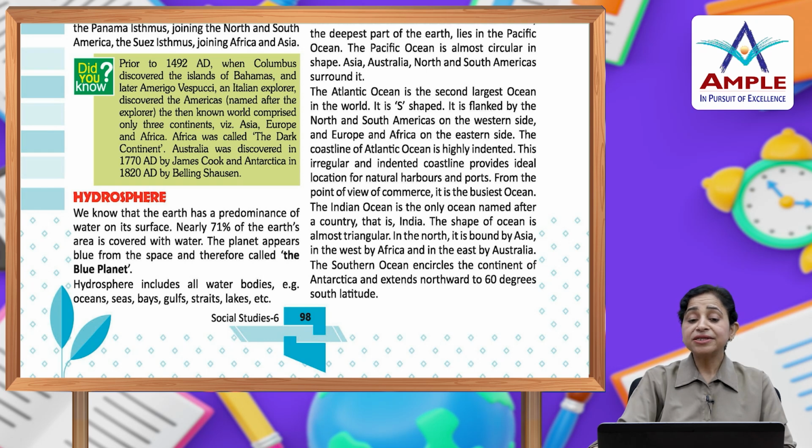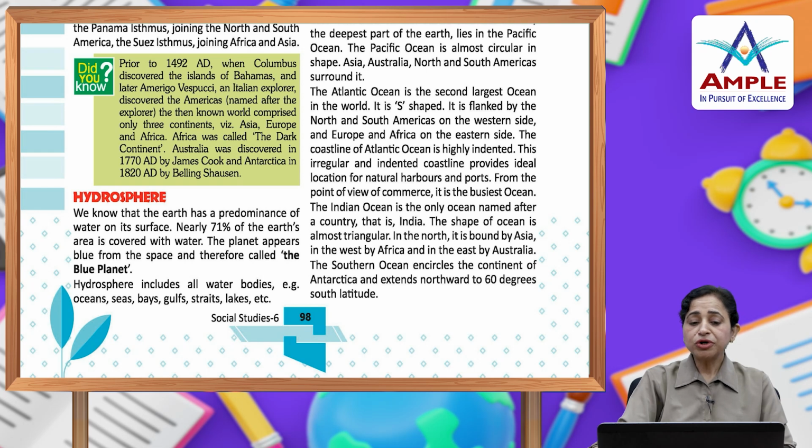We know that the earth has a predominance of water on its surface and nearly 71% of the earth's area is covered with water. Yes, ये रेशो आप जानते हैं, 71% जो है पानी धरती पर है और 29% लैंड है, right. The planet appears blue from the space and therefore called the blue planet. जब हम ऊपर से फ़ोटो खींचते हैं ना स्पेस से, तो ये इसका जो पार्ट हमें पानी वाला पार्ट है वो ब्लू दिखाई देता है, इसलिए इसे ब्लू प्लैनेट भी कहा जाता है.